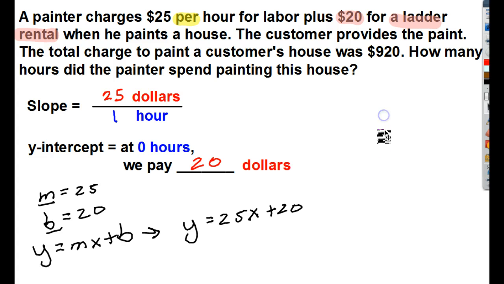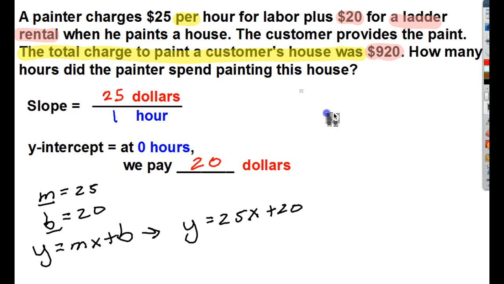So really, the only thing left to do is to actually answer the question, which asks us, the total charge to paint a customer's house was $920. Now, before I highlight that $920, is that referring to the x value or the y value? What is the unit of measurement? Good, it is measuring dollars. Okay, so 920 represents an output or a dependent value.